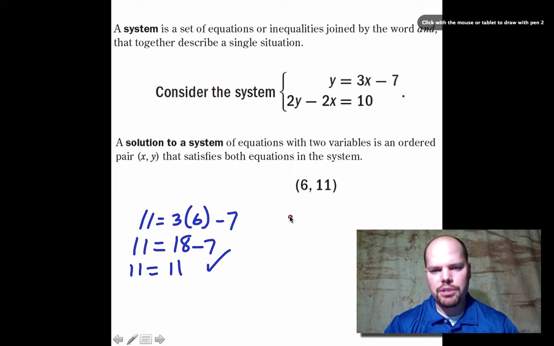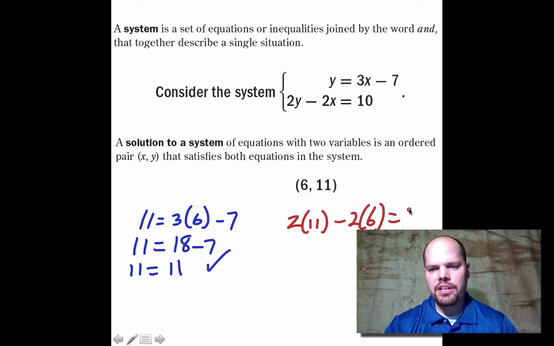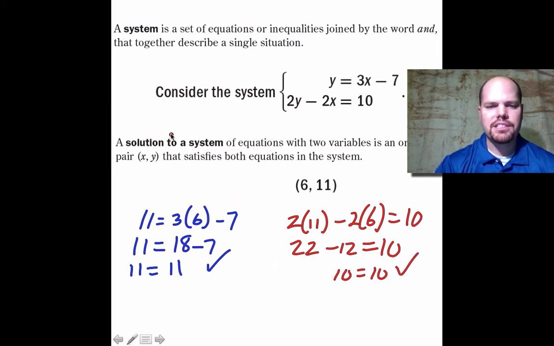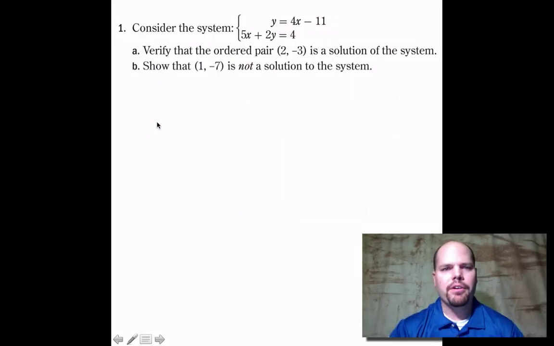So now checking the bottom one, 2 times 11 minus 2 times x, which is 6, is supposed to equal 10. 22 minus 12 equals 10. That is true. So that shows that this is a solution to the system, because this ordered pair x, y satisfies both equations.